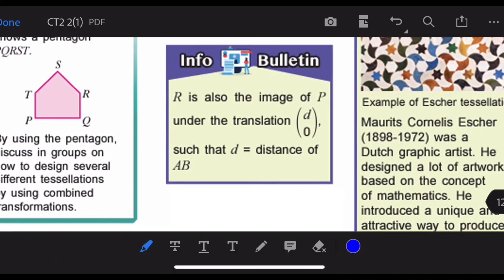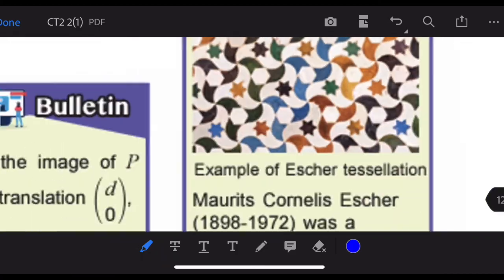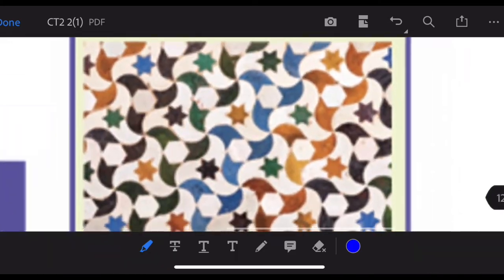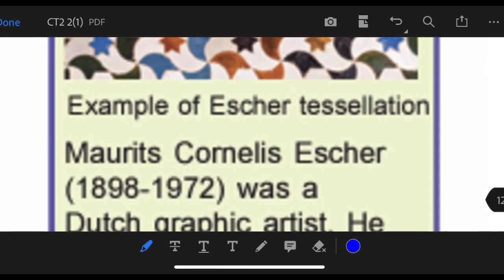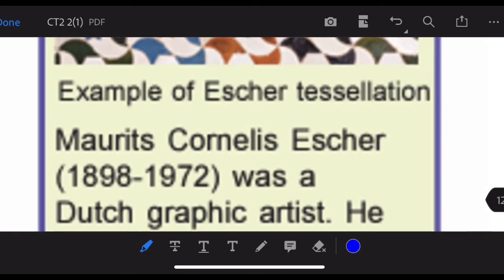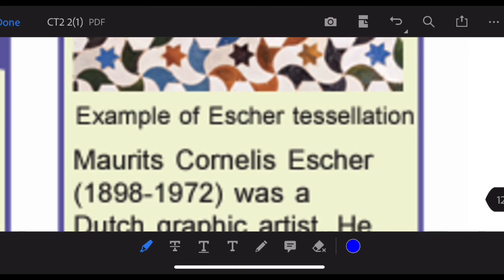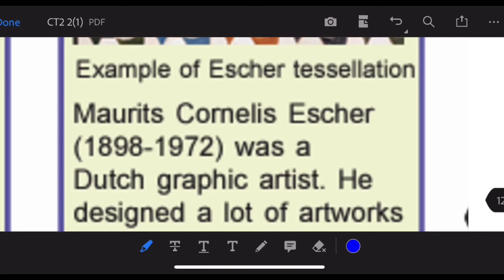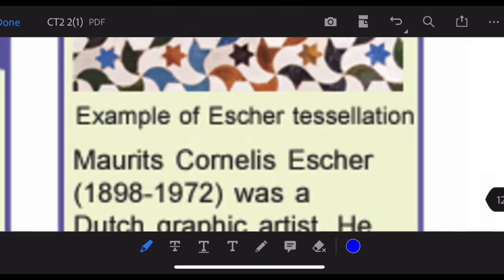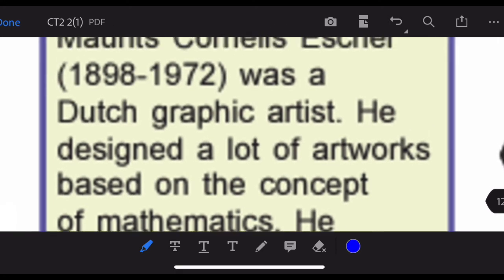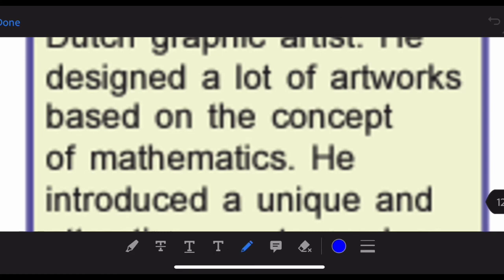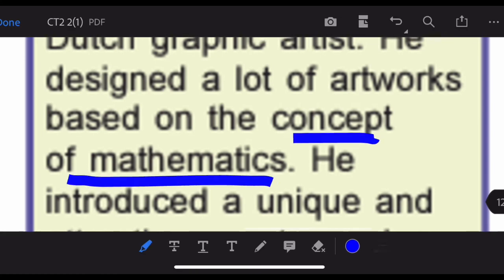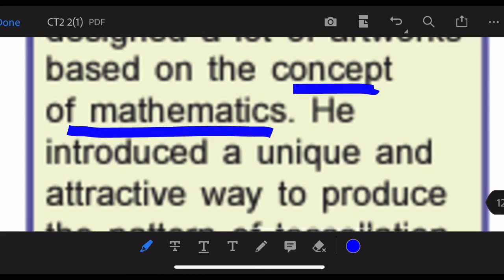Okay, let's have a look at this pattern. This is a very interesting pattern. Escher tessellation. Maurits Cornelis Escher was a Dutch graphic artist. He designed a lot of artworks based on the concept of mathematics. See how important mathematics is if you want to become an artist.